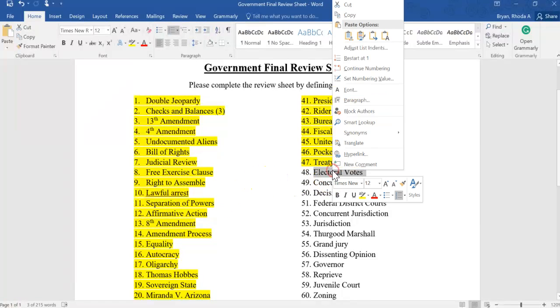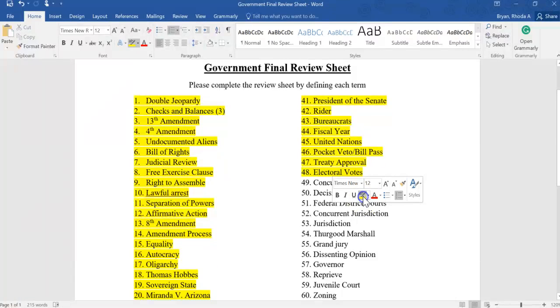Electoral votes. Oops, now I'm writing in pen. You just need to know with the electoral votes, what is the number needed to win the presidency? And the correct answer is 270. Number of electoral votes needed to win the presidency, 270. Now this kind of confused people on the last test, so hopefully it doesn't confuse you now.